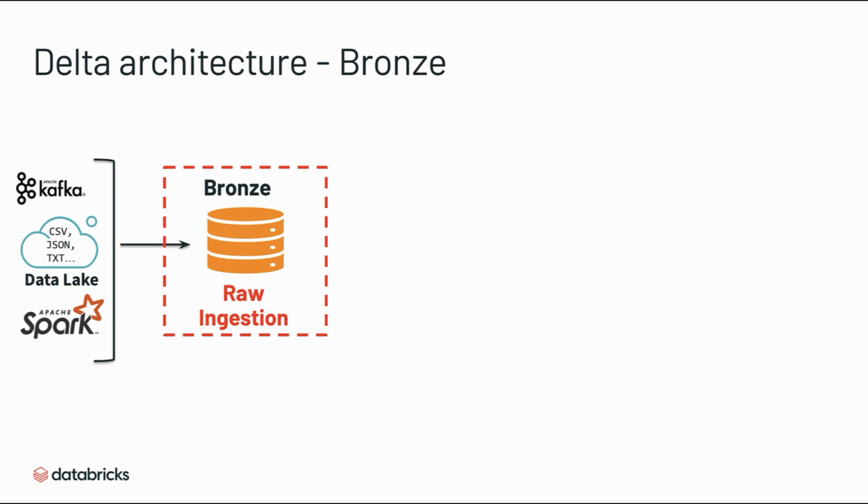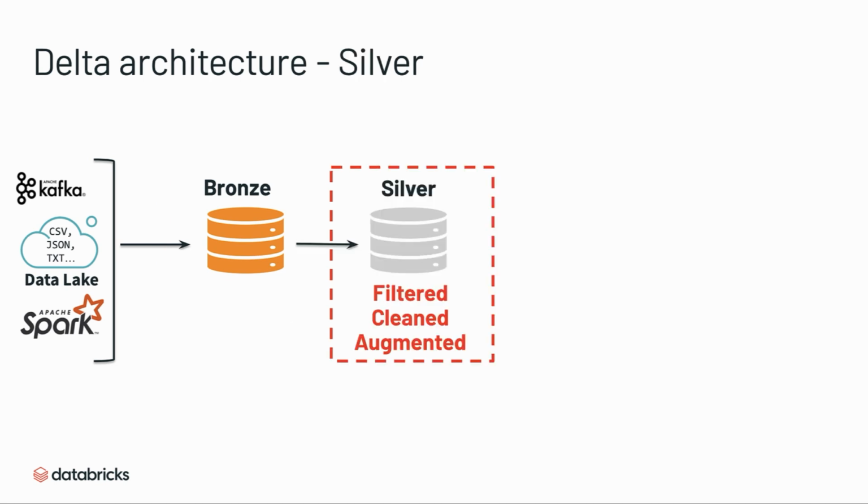That data is kept as is. So in other words, it's kept in its raw state. Then we move into a silver table. A silver table is going to provide a more refined view of your organization's data. This data in a silver table is directly queryable and ready for big data and your AI projects.